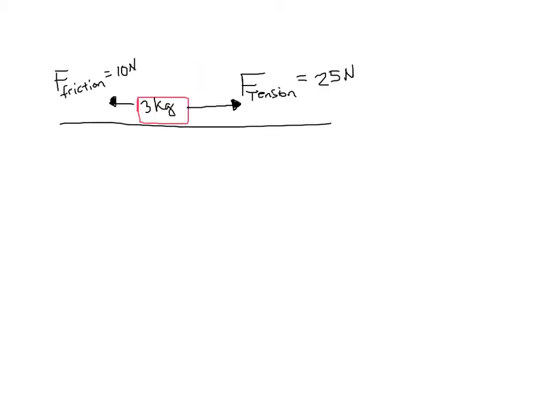Okay, so in this situation, we clearly have an object that is experiencing unbalanced forces. At least it should be clear. We have a tension force on this side, so some kind of string or rope or cable that's pulling with 25 newtons of force. On the opposing side, we have a friction force, and again, this friction force is opposing the motion of the object, and that's a 10 newton force.